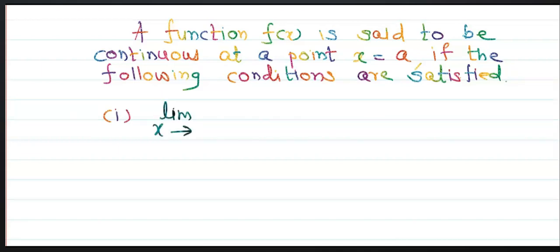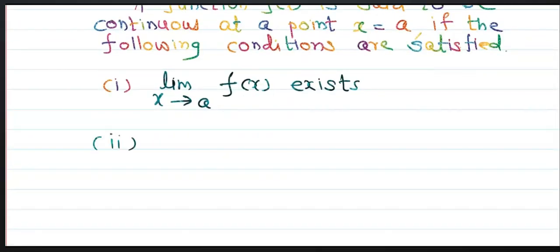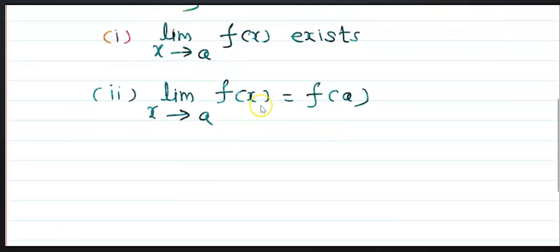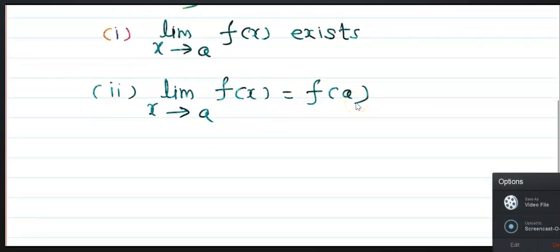The first is limit x tends to a, f of x is equal to f of a, or that is, limit x tends to a, f of x exists. And the second condition, that is the value of the function f of a is equal to the limit of the function at that point, that is x is equal to a. This is a very important definition for the continuity.